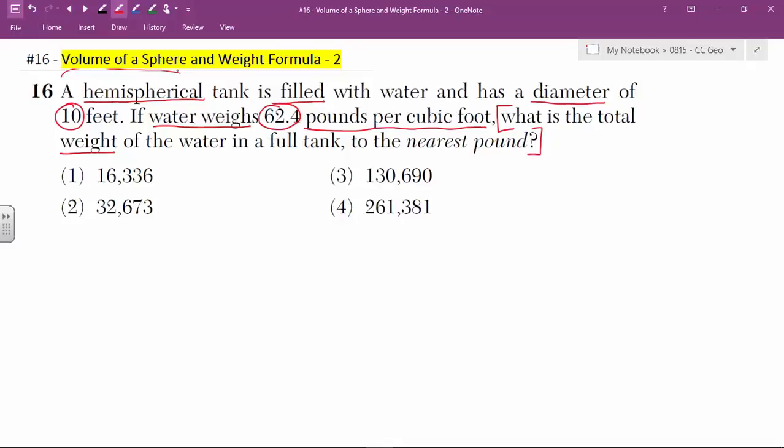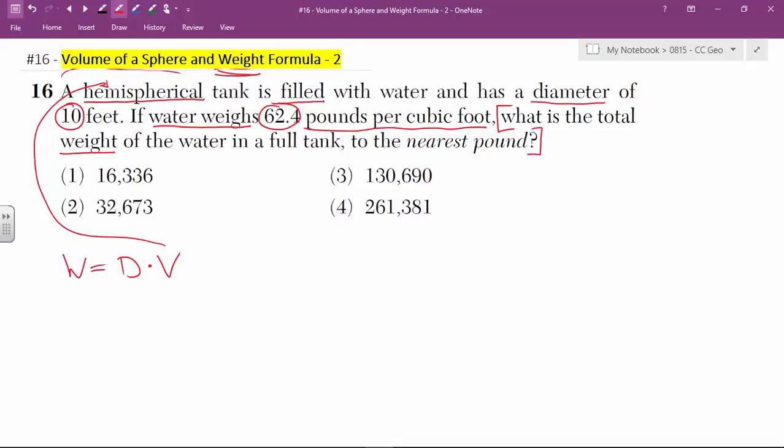It says if water weighs... right there, when I hear weight, I know I'm going to be dealing with my weight formula. So I'm just going to write it out right now. Weight equals density times volume. And now that I see I'm dealing with weight, there's volume, and that's why they were telling me about this hemispherical tank. I'm going to have to calculate that volume. But let's reread that second sentence and actually finish it.